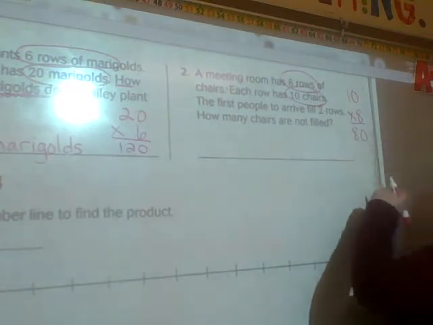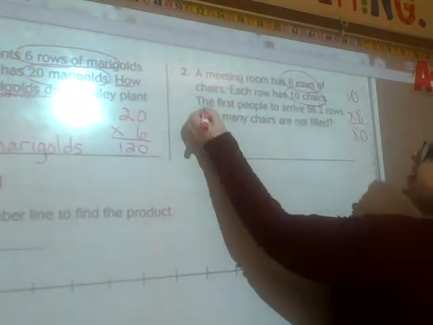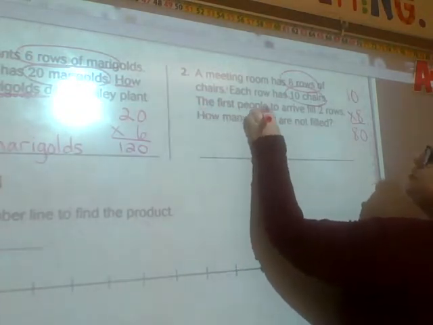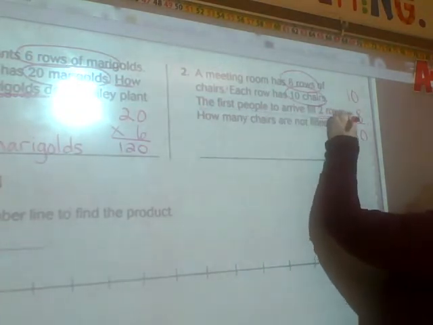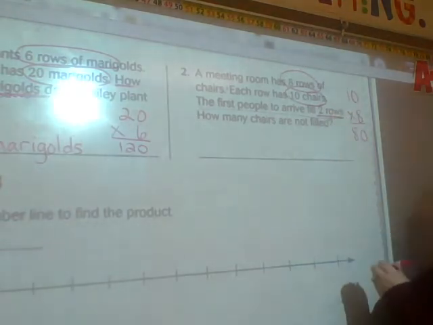Now it says, are we done? Nope, because it says the first people to arrive fill 2 rows.